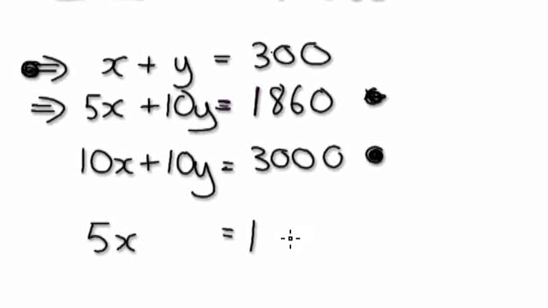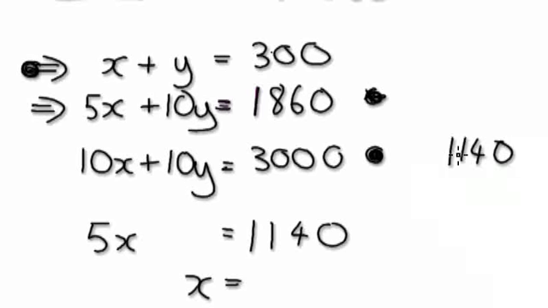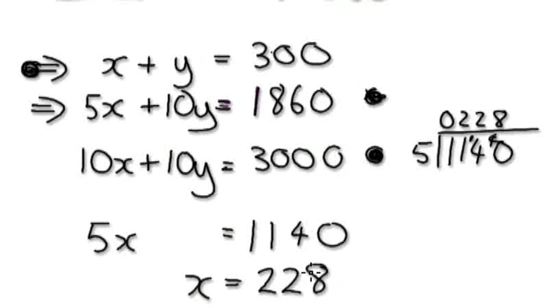Now this would be 1140. Okay, so now divide both sides by 5. 1140 divided by 5. So this would be 2, remainder 1. This would be 2, remainder 4. 40 divided by 5 is 8. So x equals 228.